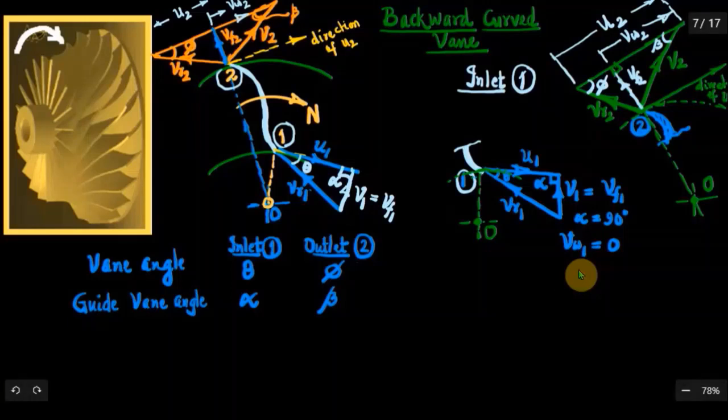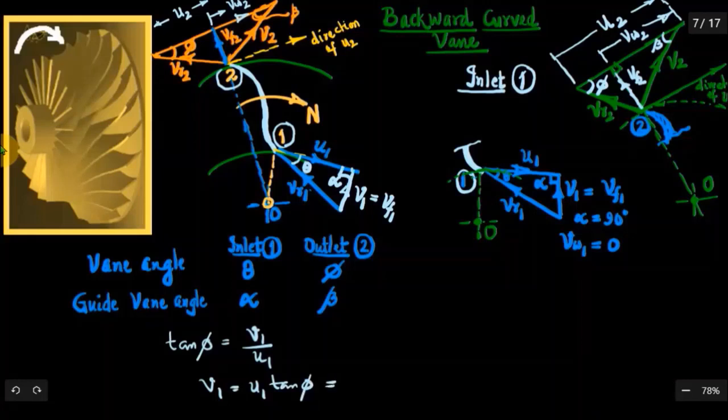Please take now tan phi from the inlet velocity triangle. So what is tan phi equal to? Tan phi is equal to V1 divided by U1. And what is V1? V1 is equal to U1 tan phi.